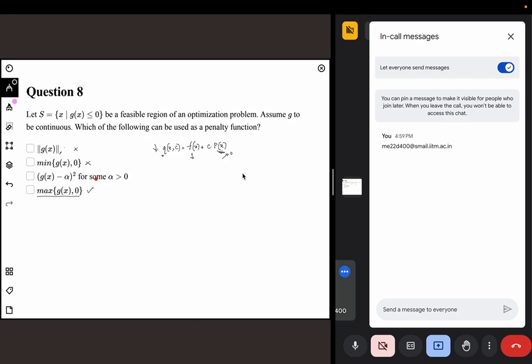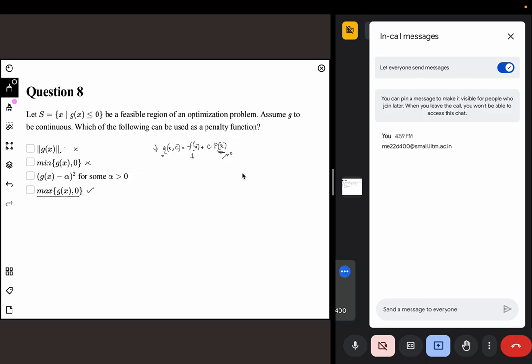What about this function? Can I take something like g of x minus alpha squared? What this condition does is ensure that g of x is equal to alpha. This is something we often do when you have an equality constraint. We formulate it as h of x equal to 0, but there is some finite tolerance that you can always have.